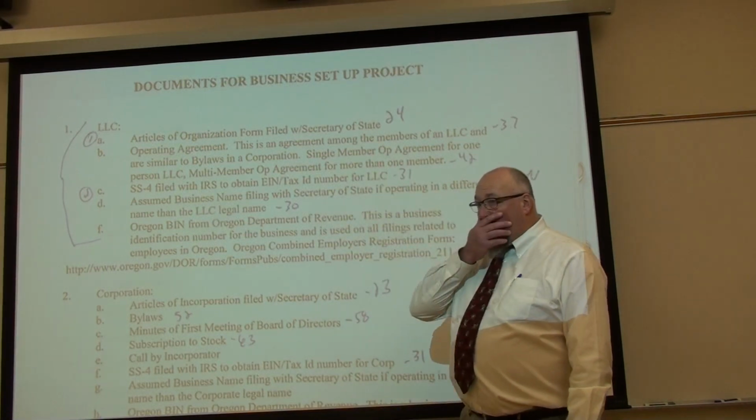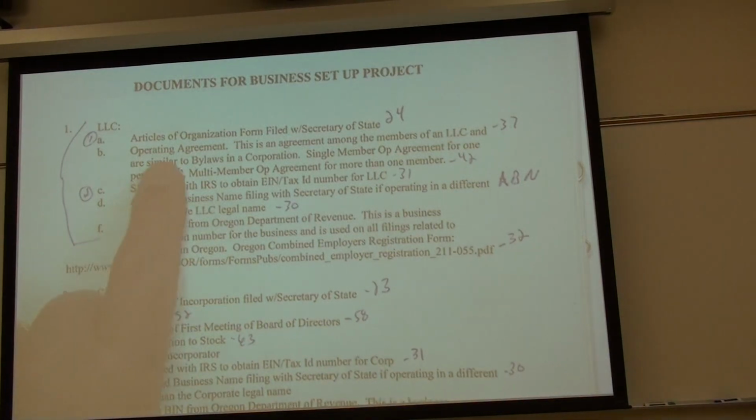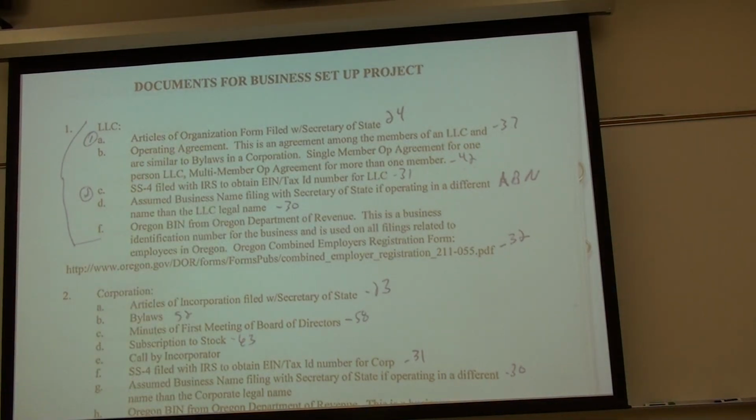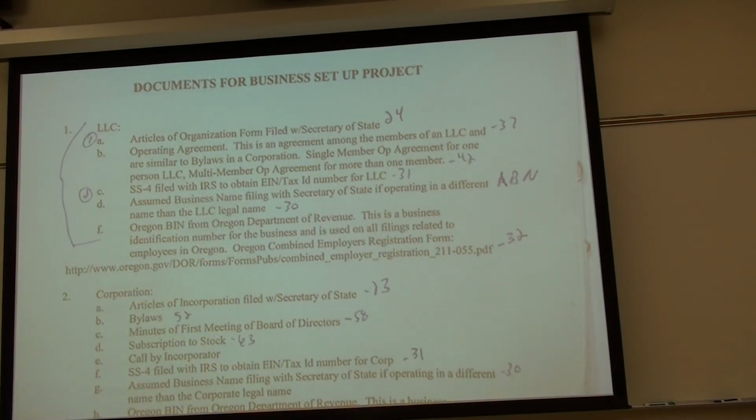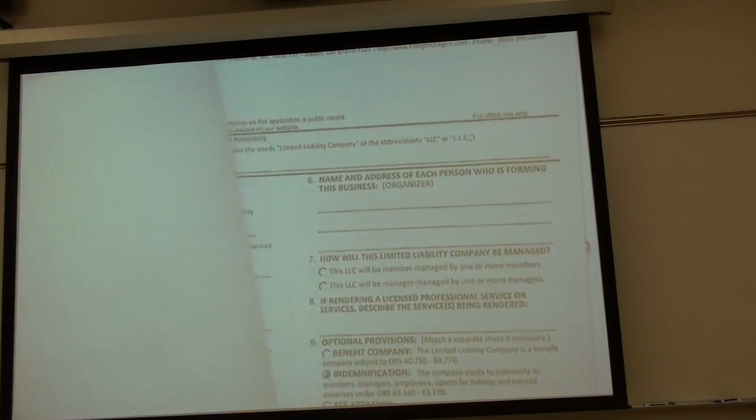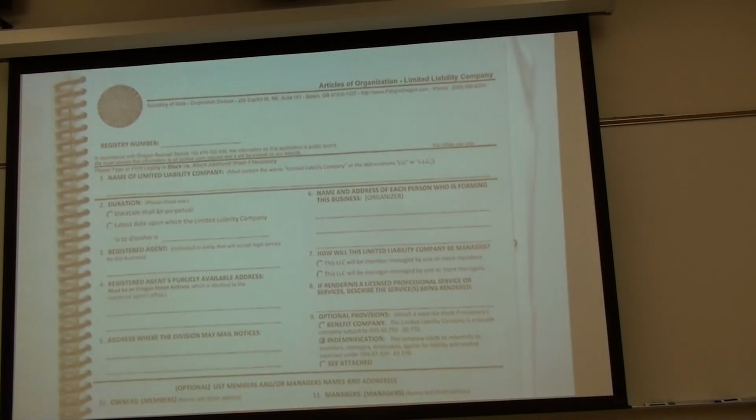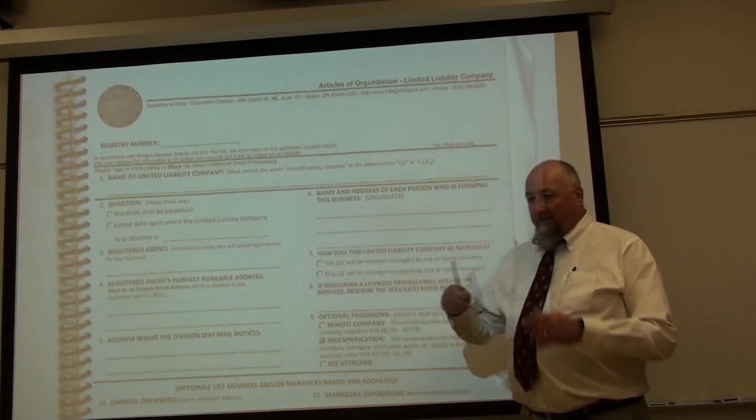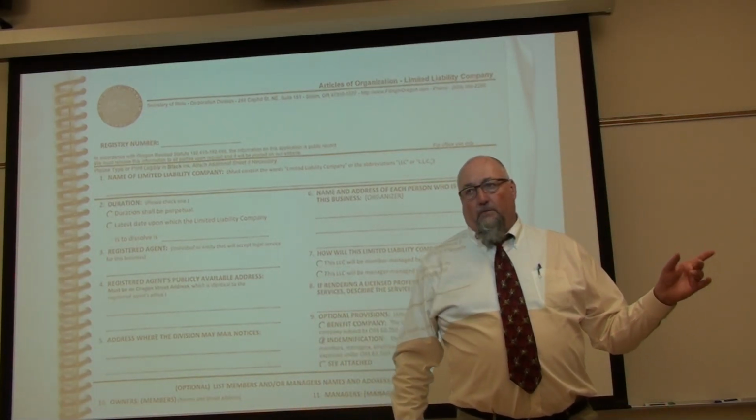So for an LLC, the first paper you're going to file are called Articles of Organization. That is a form that is created by the Secretary of State. I have it on page 24. Your page number may be off 1 or 2 pages. But I'll just turn over there real quick. Okay, so Articles of Organization. This is a form produced by the Secretary of State. This is available online, which I'll show you in a moment.